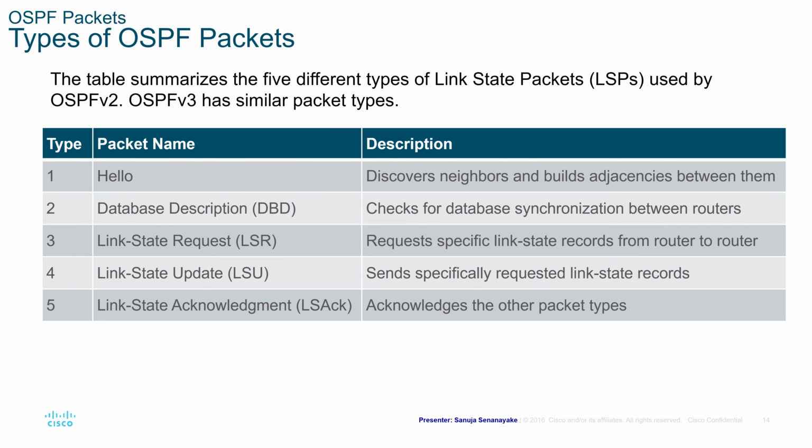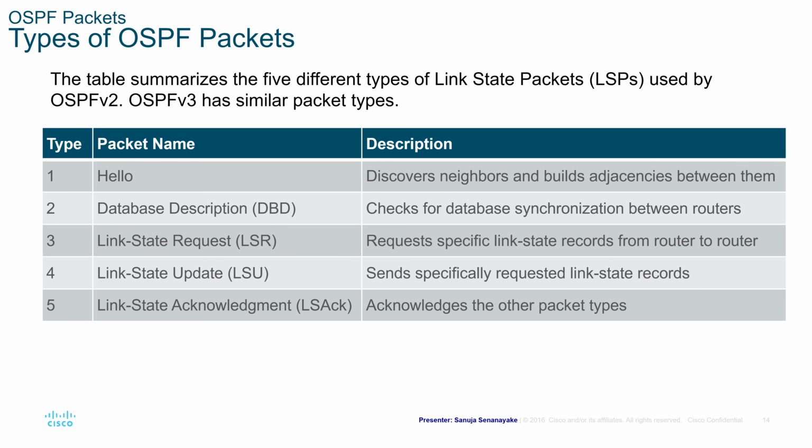Types of OSPF packets. This table summarizes the 5 different types of link state packets, also known as LSPs, used by OSPF version 2. OSPF version 3 has similar packet types, but we won't be covering that in this module. If you have watched the previous video, you probably came across the hello packets, the database description, the link state request, the link state update, and the link state acknowledge.